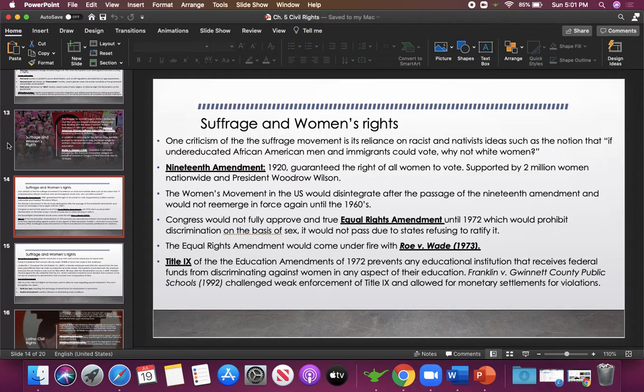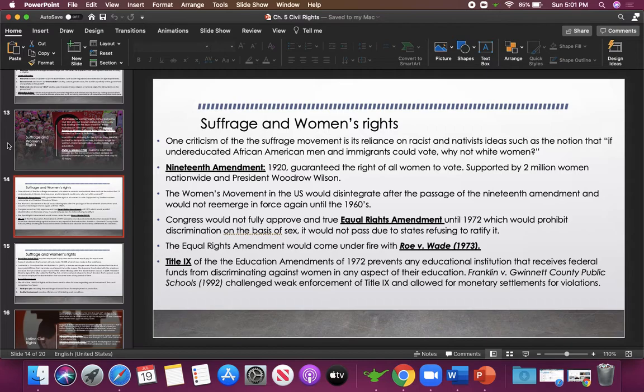In the 1970s, we get an amendment proposed called the Equal Rights Amendment. And essentially what this amendment would do is prohibit discrimination on the basis of sex, whether it was for employment, opportunity, education, whatever it is. And the states refused to ratify this amendment.